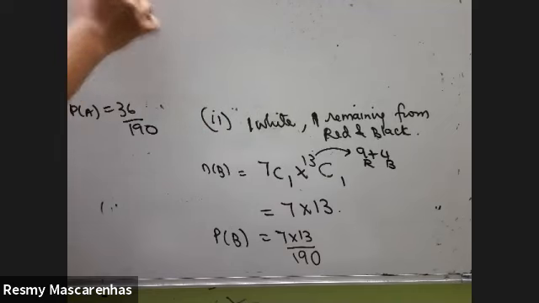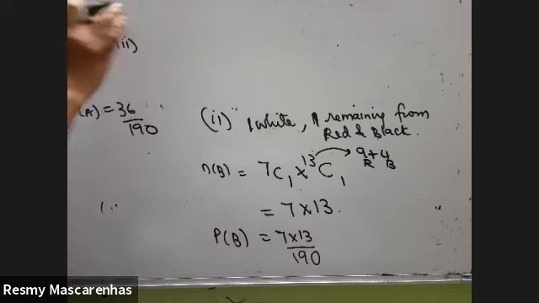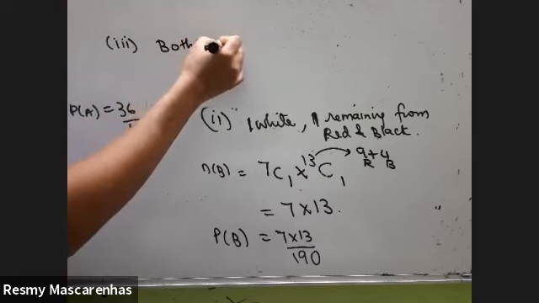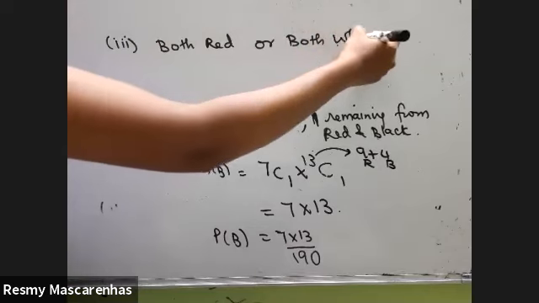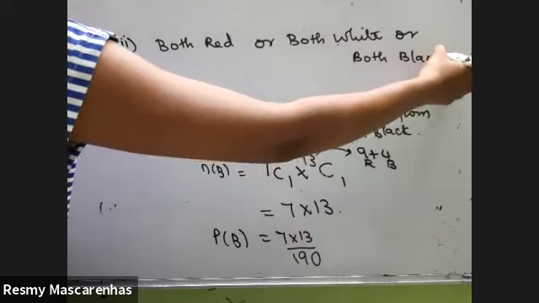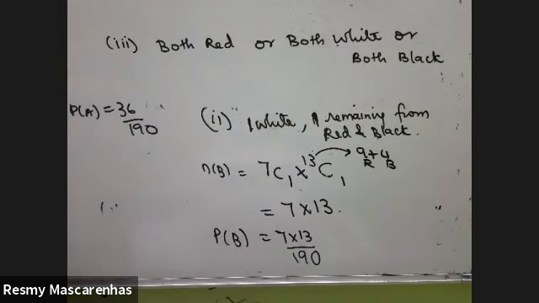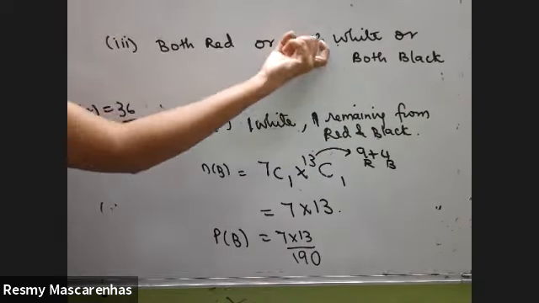Third one, both same color. Now what they are telling is same color, so we don't know which could be the same color. If they had said both red, we were sure that both red, as in the first question. But now when they say both same color, this could be both red, or both white, or both black. So whatever you're picking should be both red, or both white, or both black.